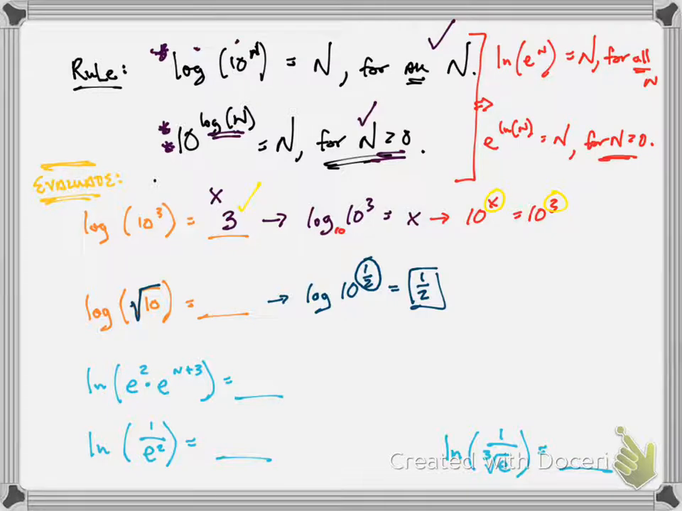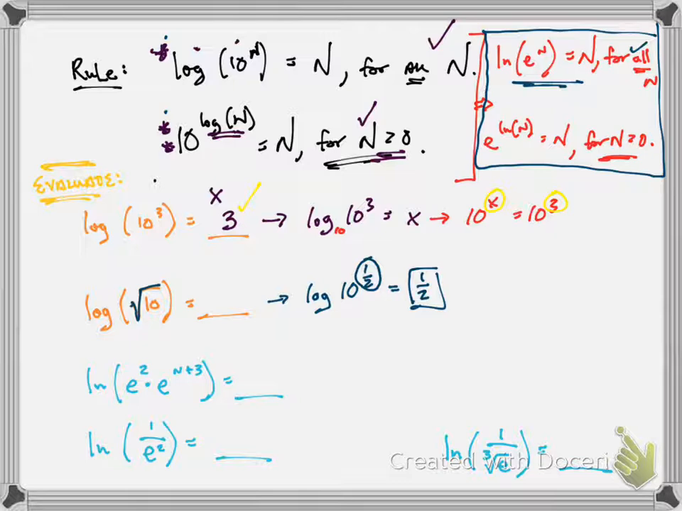Now, this rule here goes for natural logs as well. Okay? And so we can say that the natural log of e to the n is n for all n, and e to the natural log of n is n as long as n is greater than 0, because again, you cannot take the natural log of a number less than or equal to 0.